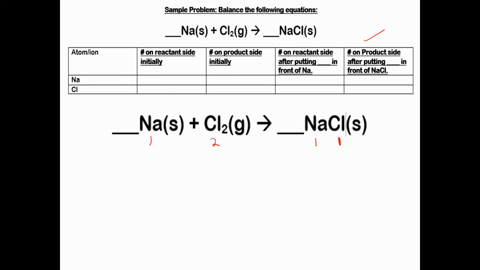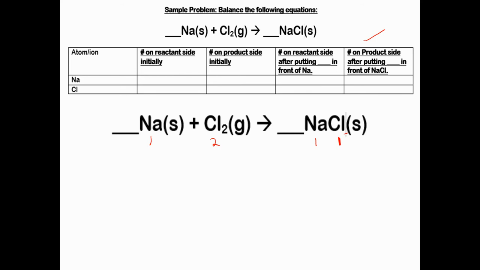You cannot modify the equation by changing a subscript. You can't put a 2 by the chlorine there at the bottom here. You can't do that. You can only change coefficients. So I need 2 chlorines on my right side. Right now there's only 1. A coefficient is going to multiply everything in the equation.